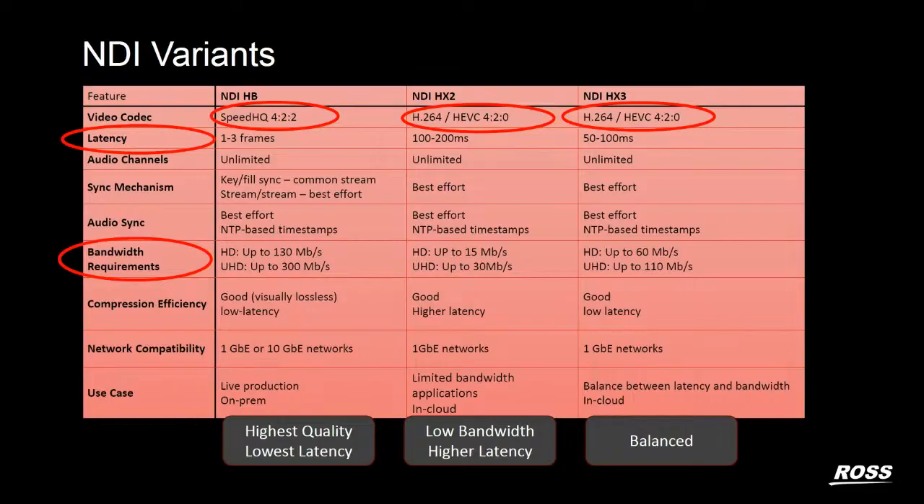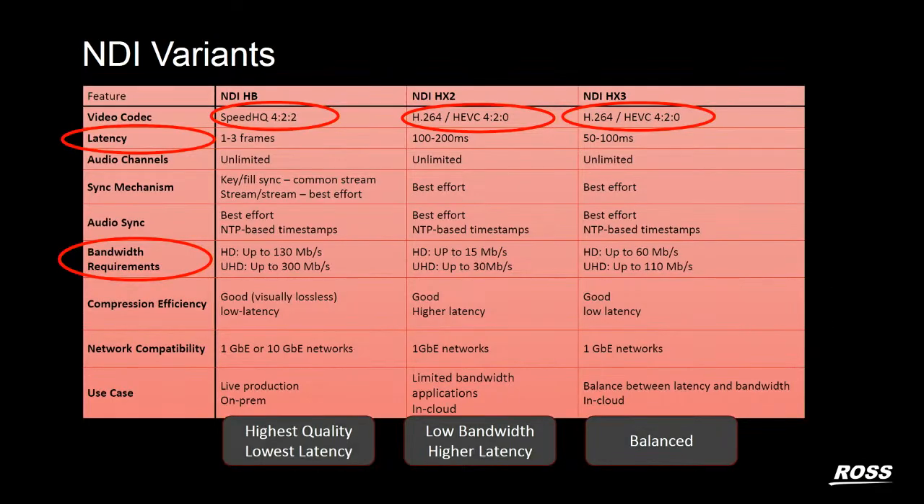A little bit more into the variants here. In my PowerPoint, they all flew in nice and had animations, but we're using the PDF here, so we'll make do. Notice with the high bandwidth here, you've got the 422 color space versus HX2 and 3 are 420, so something to consider if you ever think about using any of these variants.